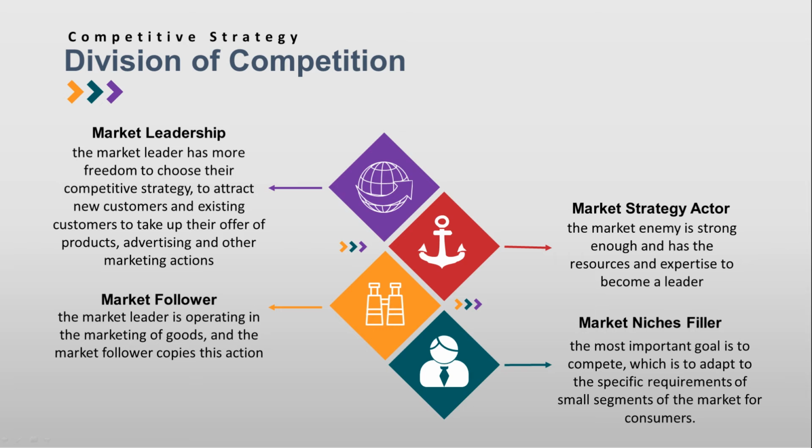In the market follower strategy, the market leader is operating in the marketing of goods, and the market follower copies this action. They come in two types. One takes the main ideas and sequence from the market leader, while the other directly imitates everything related to the market-leading product and marketing activities and tries to sell the goods under the leader's name. All followers of the market have a common trait. They do not seek to occupy leadership positions but try to use tried and tested marketing efforts.